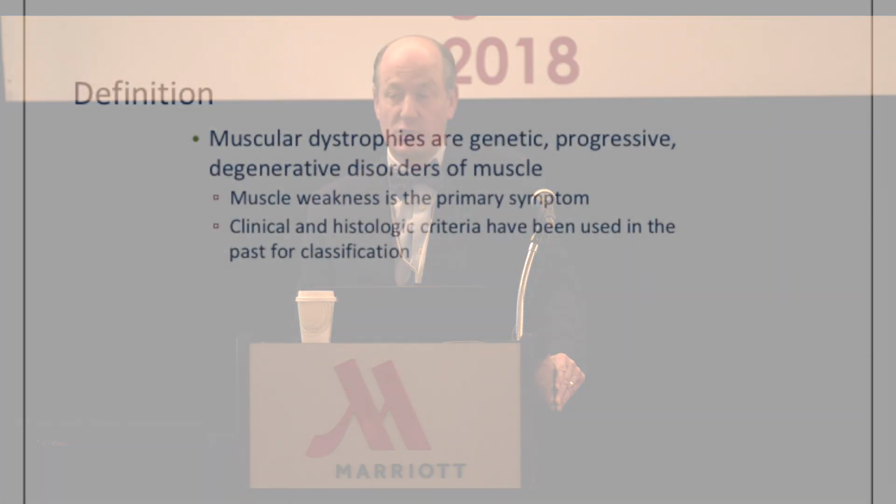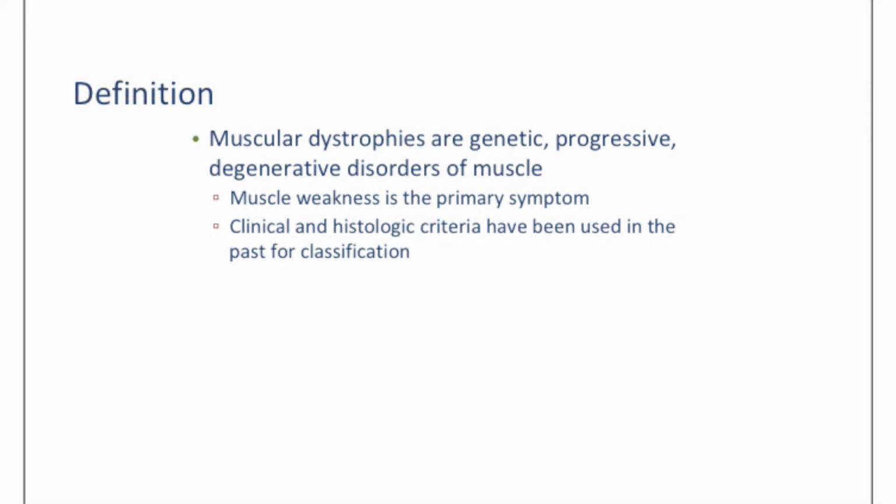So we're going to talk a little about what you call muscle disease. It's in a transitional phase, and so I'm going to try to move you all to the phase that I think is the right phase for muscle disease. You hear that term muscular dystrophy. These are genetic, progressive, degenerative disorders of muscle. Weakness is the primary symptom.